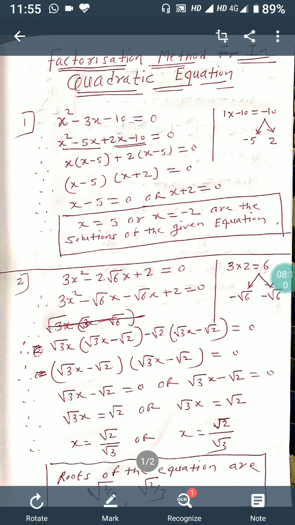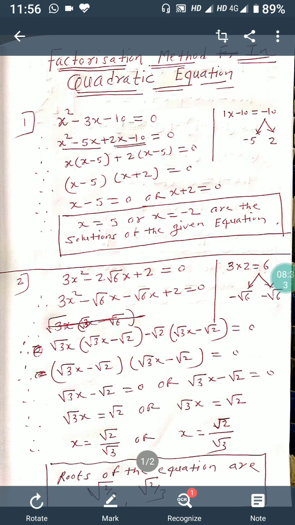So again we have to write in two ways: root 3x minus root 2 is equal to 0, or root 3x minus root 2 is equal to 0. So root 3x is equal to root 2. Similarly, root 3x is equal to root 2. Therefore, x is equal to under root 2 upon under root 3, or x is equal to under root 2 upon under root 3.